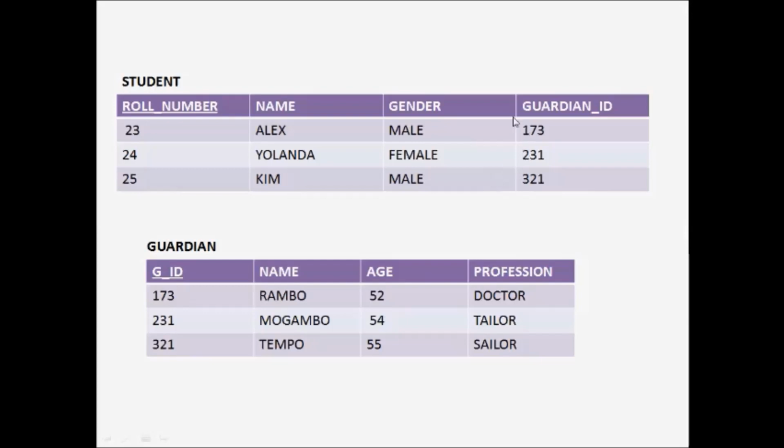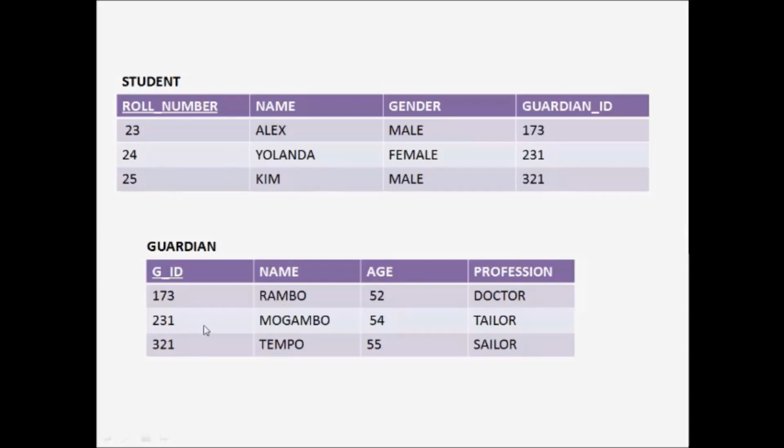Now see here in this row, the foreign key guardian ID, its value is 231. So this value 231 will be matched with the values of GID. Now this value 231 is matched with this second row. In the second row, the value of GID in guardian table is 231. So this second row will give the information about the guardian of Yolanda.